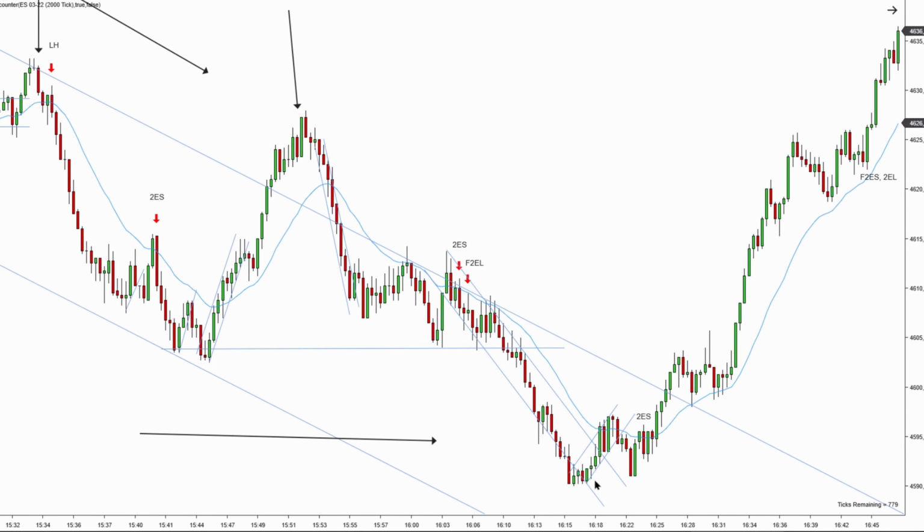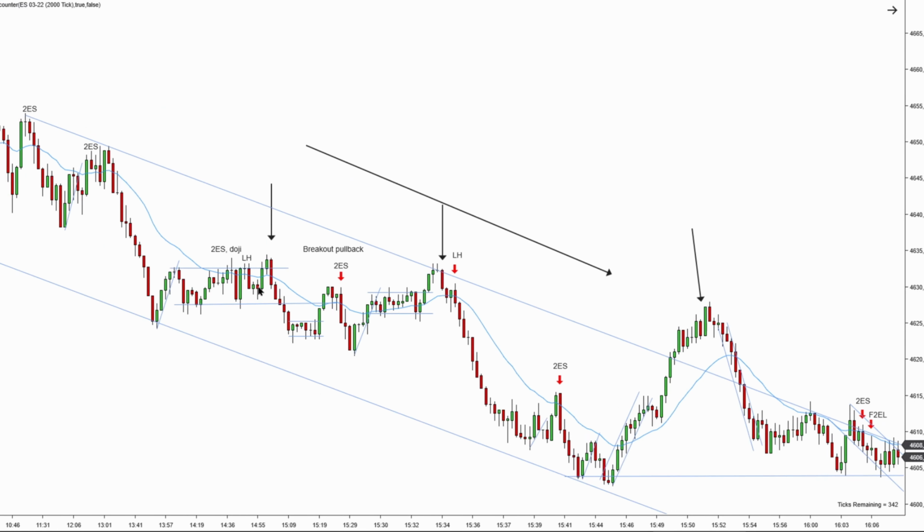And you guys can see you have a new low right here, you have a first entry short, pull back higher, you have a second entry short. And I want to talk about this setup right here, because this is very similar to what happened right here.